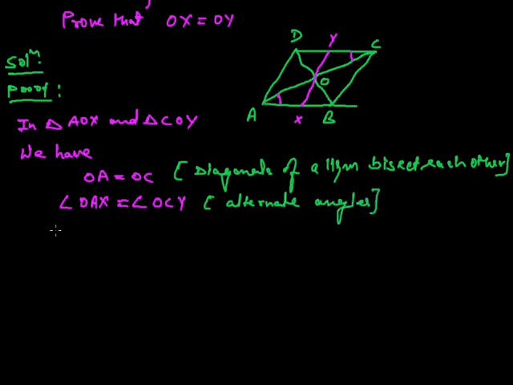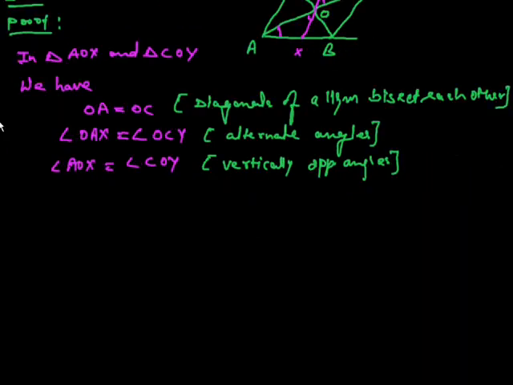One more thing is remaining. These two angles are vertically opposite. Angle AOX is equal to angle COY, and they are vertically opposite.